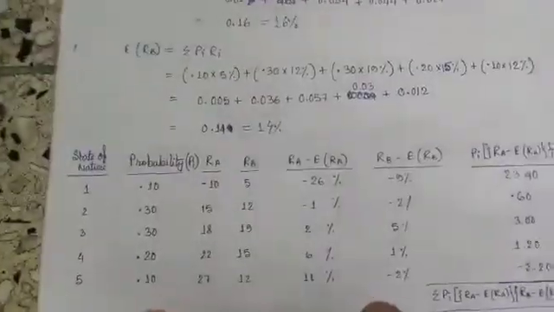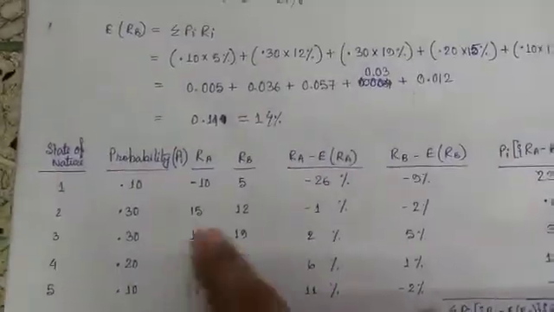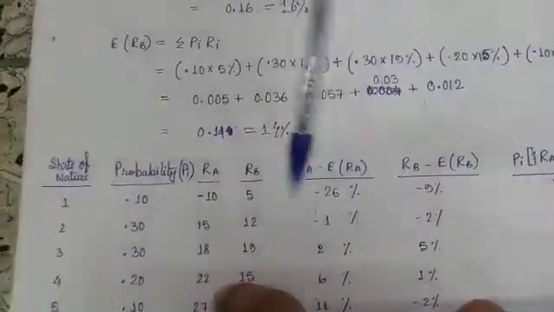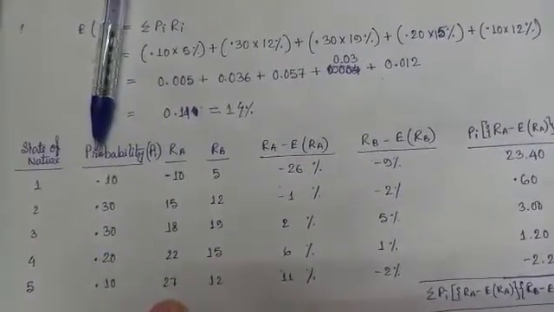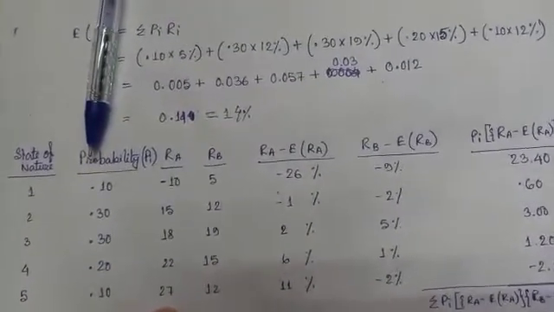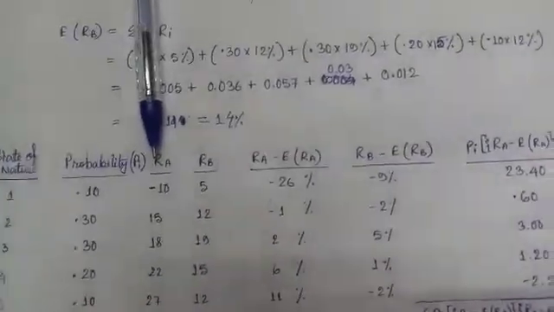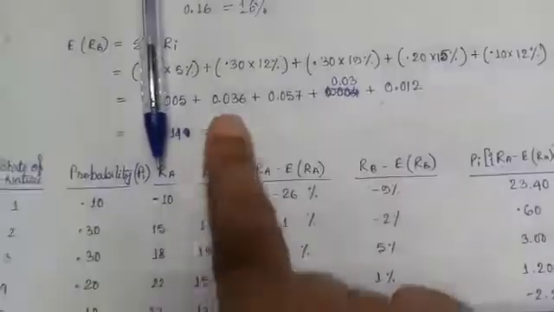Covariance means the joint deviation. How is this to be calculated? Here, states of nature, associated probability, rate of return from security A and rate of return from security B for each state of nature are being provided in the question. First, we have to calculate expected return from security A, that is the mean return from security A, and it comes to 16%. And expected return from security B, that means the mean return from security B, comes to 14%.